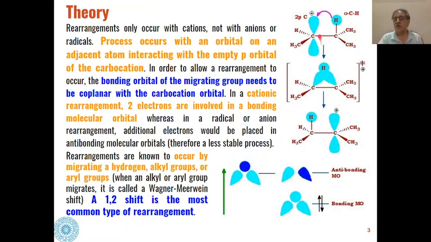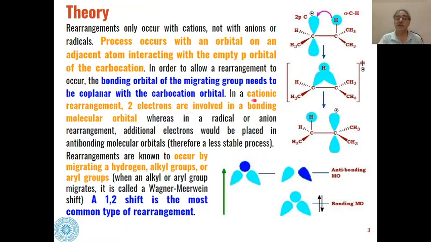So this is how this type of process occurs, where a hydride ion interacts with the empty p orbital of the carbocation. Then the rearrangement will only take place if the bonding orbital of the migrating group is coplanar with the carbocation orbital. So they should be in the same plane. Only then will such a transfer be possible. Otherwise, if they are not in the same plane, then such rearrangement reactions will not take place.